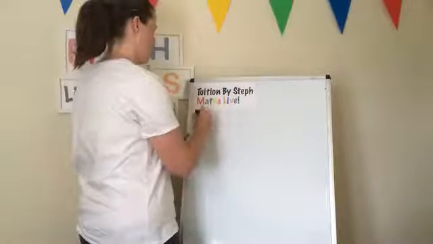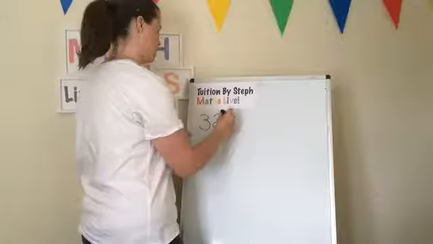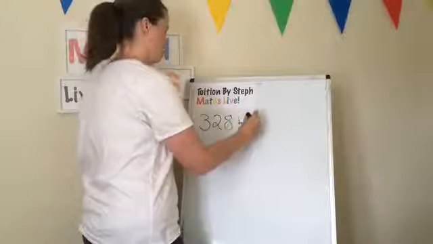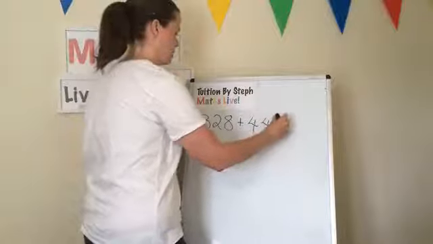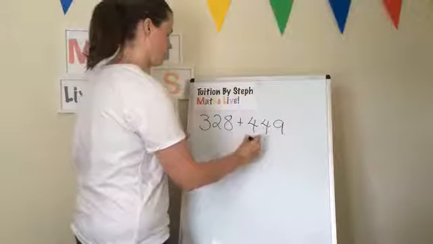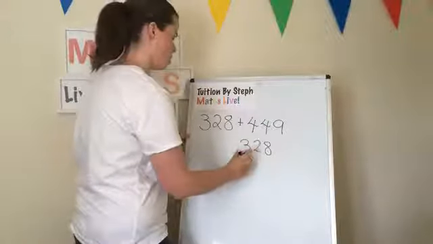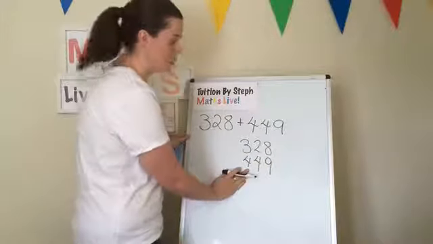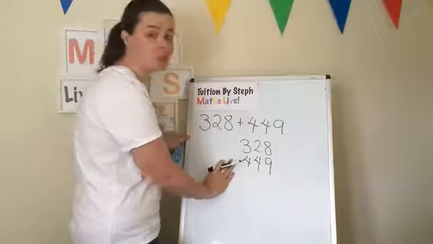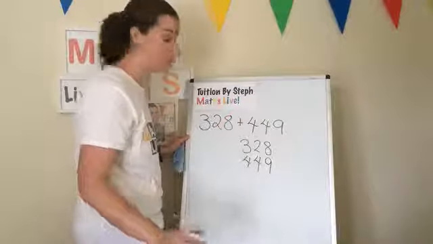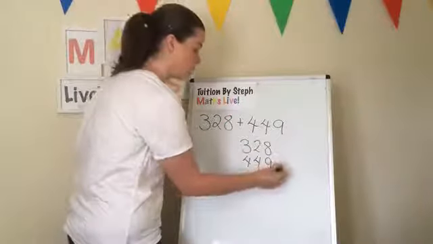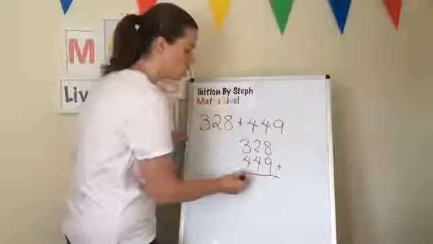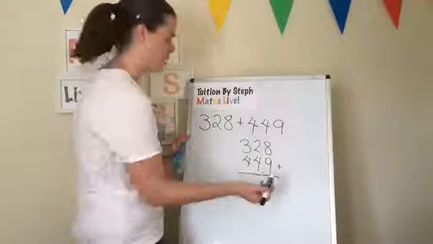So I might have 328 plus 449. So 3, 2, 8, 4, 4, 9. As you can see, 449 might be the bigger number, but with addition, I don't have to put it on top. You can put it on top if you like, if you want to switch them around, if you'd like the bigger number always on top to help you with subtraction, that's fine.